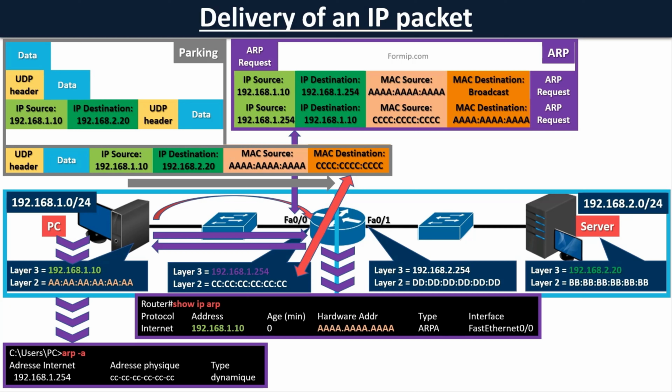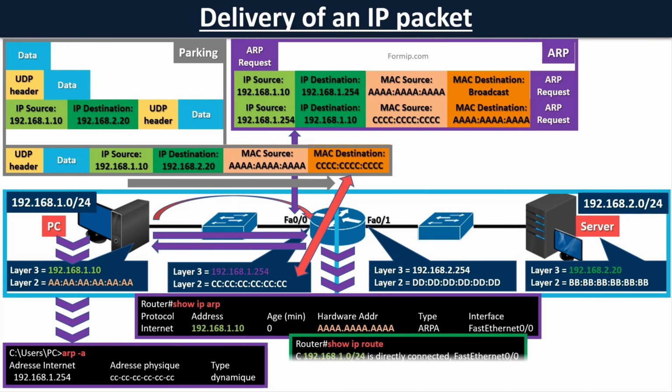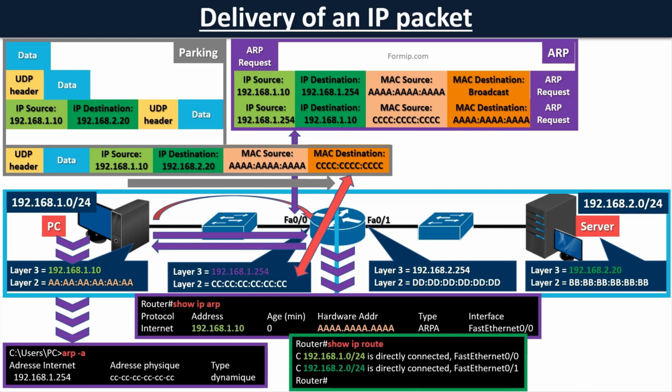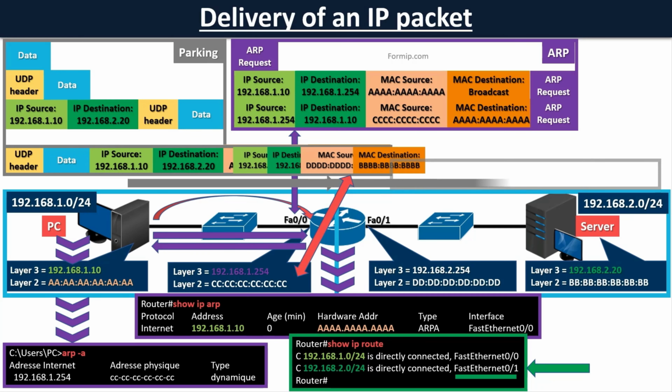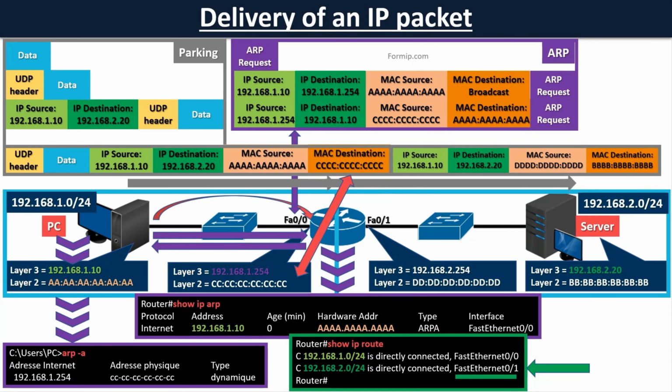As the destination IP address is unknown to it, it passes the packet to its routing process, which will try to find a match in its routing table. In this example, the destination network is directly connected to it. That's why the packet will be routed directly through the FastEthernet 0/1 interface. Then the process remains the same as at the beginning, i.e. the router will send an ARP query to find the MAC address that matches the destination IP, the server. The header will be changed, and this time the packet will reach the server without any problems.